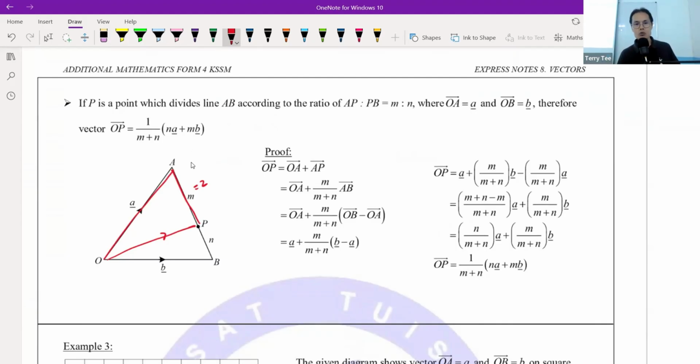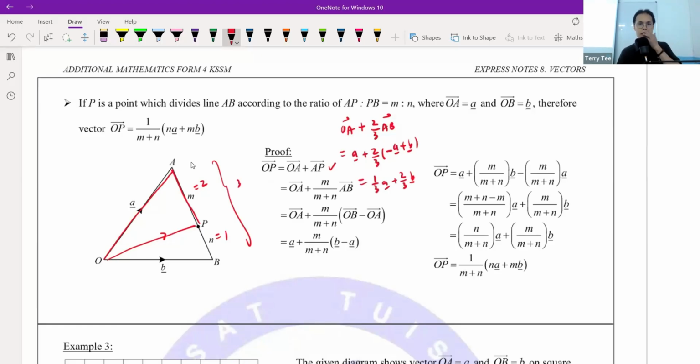Let's say m is 2, n is 1. So OP is OA plus AP. AP will be what? Now, for example, AP should be 2 over 3 of AB, right? 2 over 3, the whole thing is 3. Okay, and your OA is A. Your AB is negative A plus B. As you multiply inside, you should get 1 over 3A plus 2 over 3B.